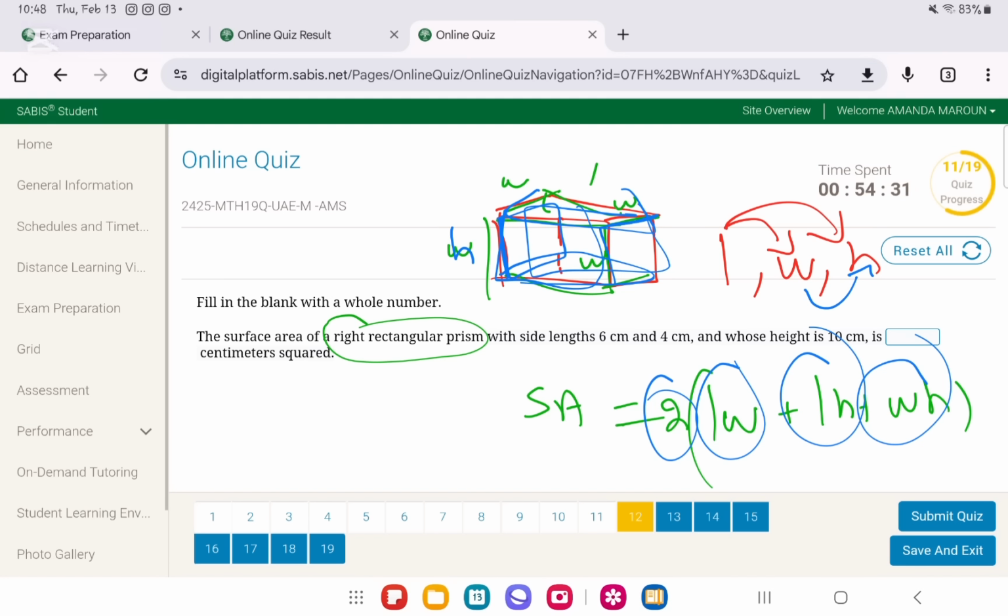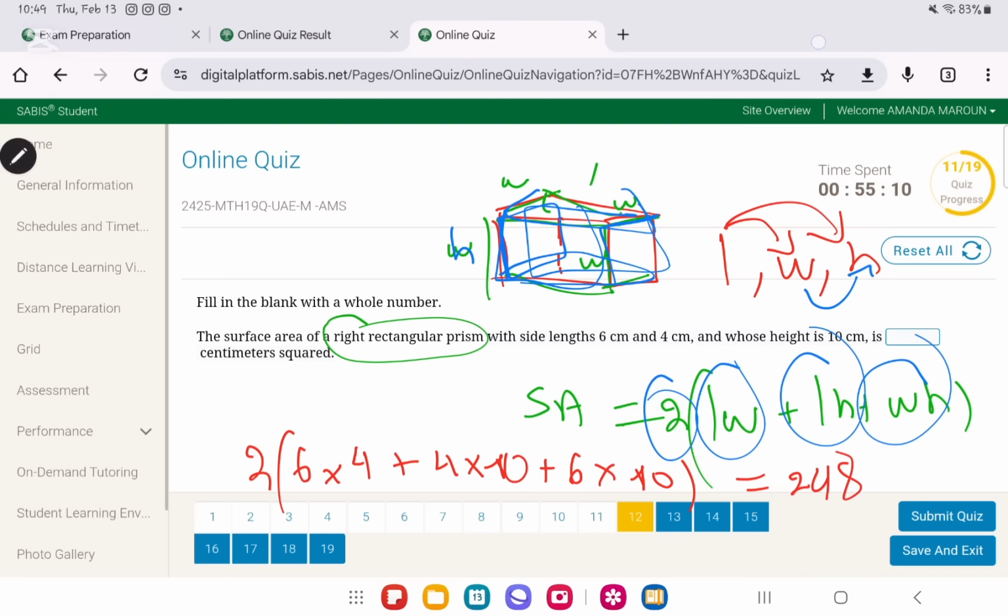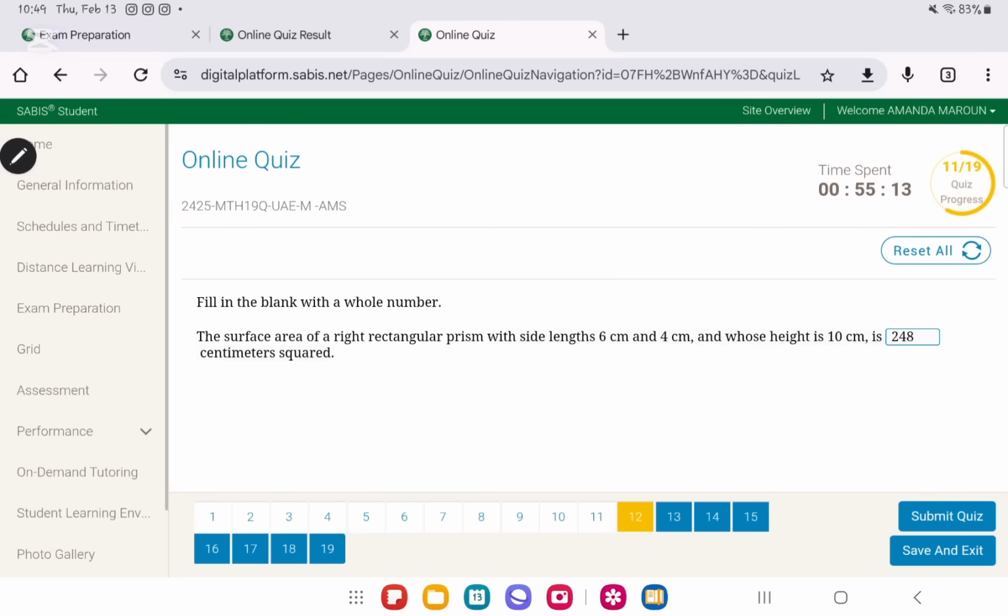Okay, and then you could put it in and solve it. So very simply, it's going to be 2 times 6 times 4 plus 4 times 10 plus 6 times 10. Of course, it does not matter the order. So if you put it in, it's going to be 2 times 6 times 4 plus 4 times 10 plus 6 times 10. You are going to get an answer of 248, and the answer is 248.